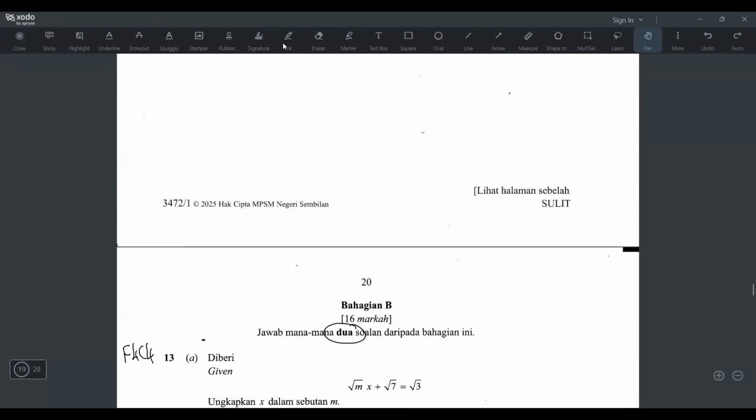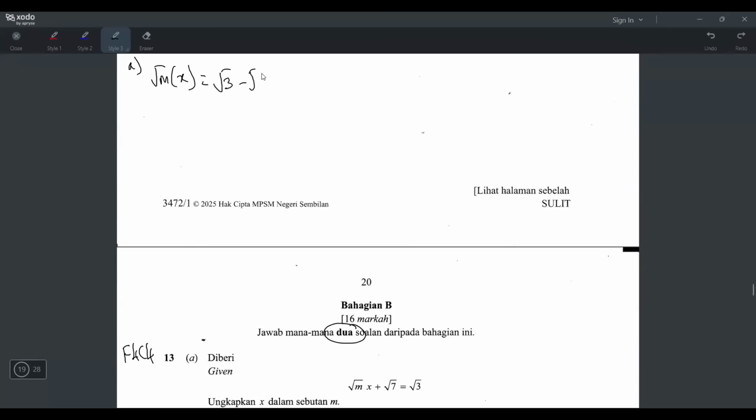I will start to do the A here. Let's read the question. Square root m times x plus square root 7 equals square root 3. Ungkapkan x dalam sebutan m. It means they want to express x in terms of m. So if you want x single, you just pindah the square root 7 and then pindah the square root m. So square root m x equals, the square root 7 has to go become minus, so square root 3 minus square root 7.